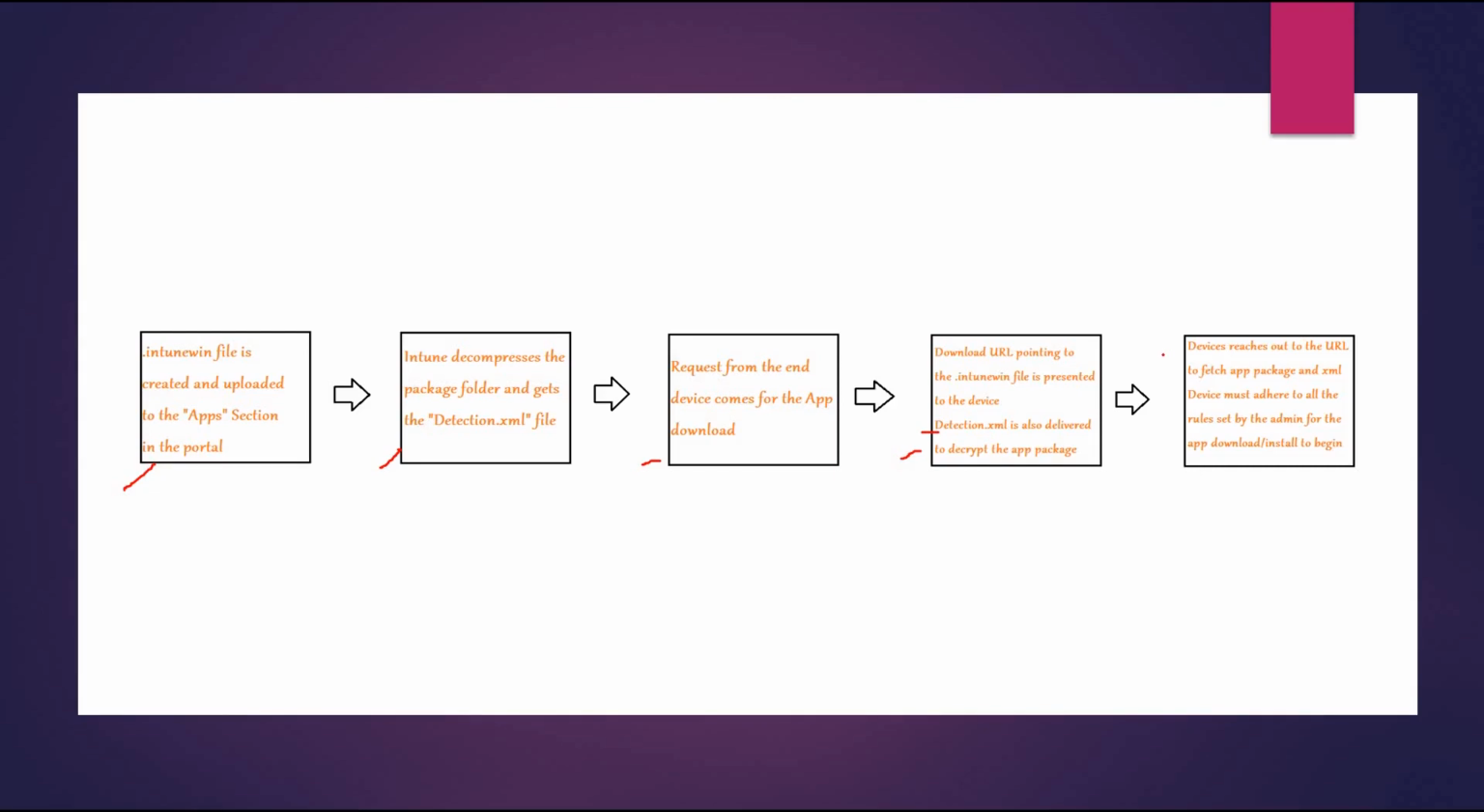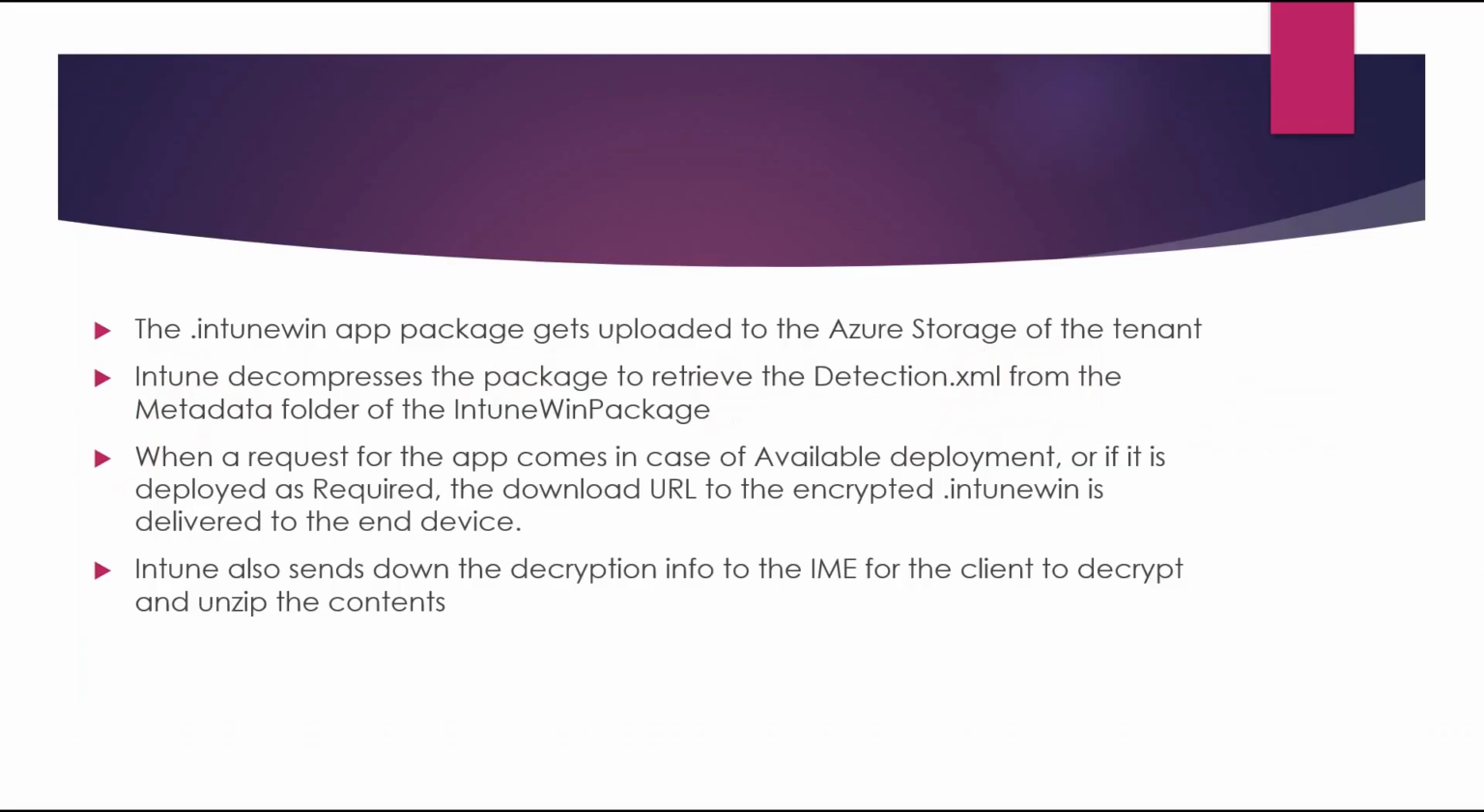The device reaches out to the CDN or the URL and fetches the application. First it sees whether the requirements are met or not. If the requirements are met and the detection logic is evaluated, after that the application is downloaded, installed, and then the processing takes place. We will break this down very shortly, but this is a high level block diagram of the phases an application goes through before it reaches the device.